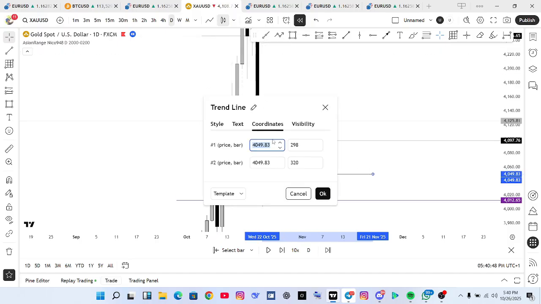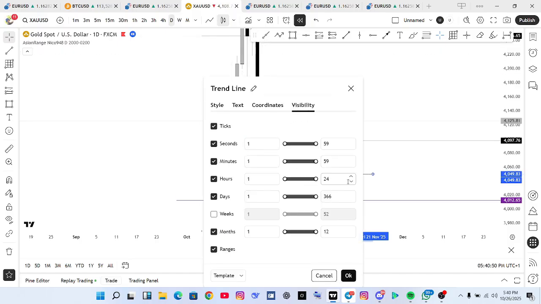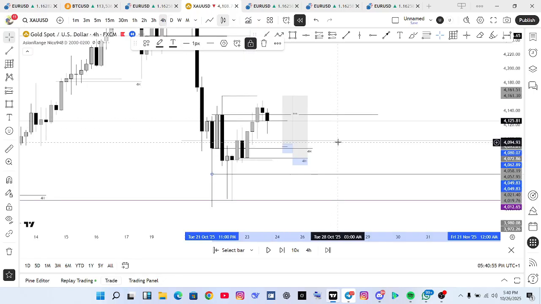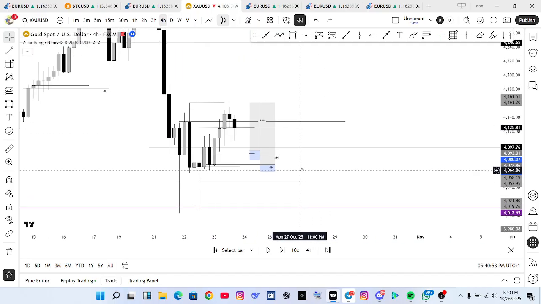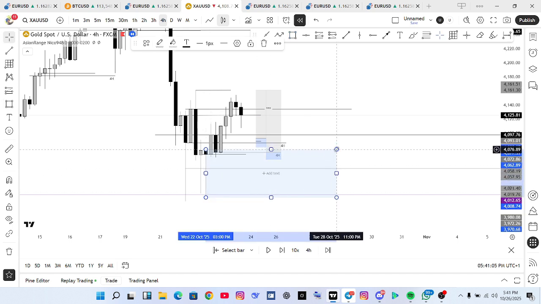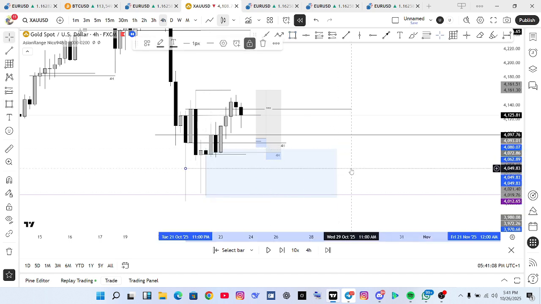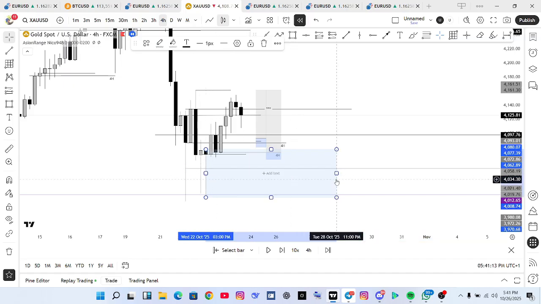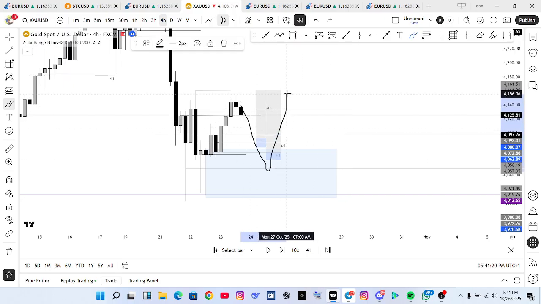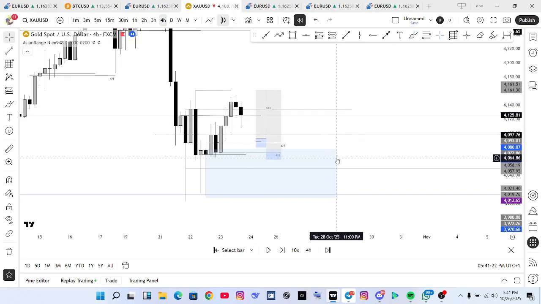Okay. Now you see that we have this supply here on a 4-hour time frame, and this line is still almost at the 50% of this line, of this big demand. Sorry. Now most of the time the market usually comes to the 50% of our order block before reversing. So that is another confluence about this place.